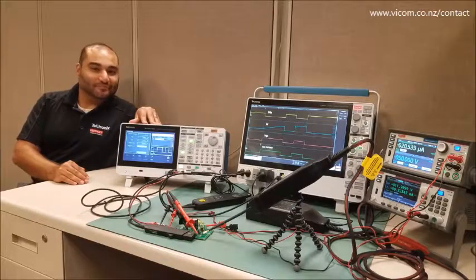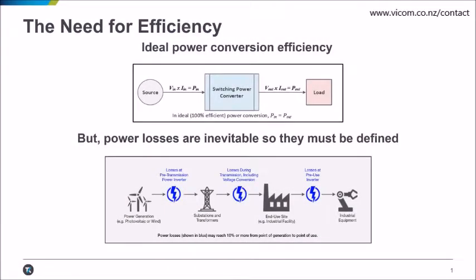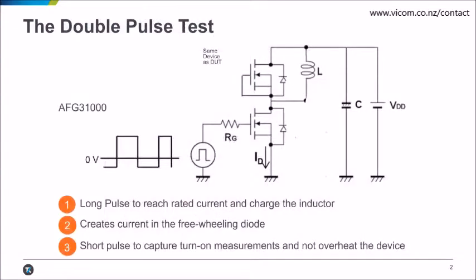Let's get started. Efficiency is becoming an extremely important aspect of power converter design. To characterize the efficiency, timing parameters must be accurately measured. The double pulse test provides a way to measure these parameters. The test is done using an inductive load to replicate converter circuit conditions and a power supply to provide voltage to the inductor. The Tektronix AFG31000 outputs pulses to turn on the MOSFET.